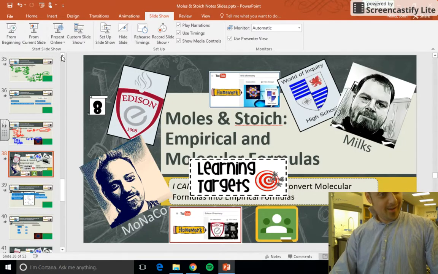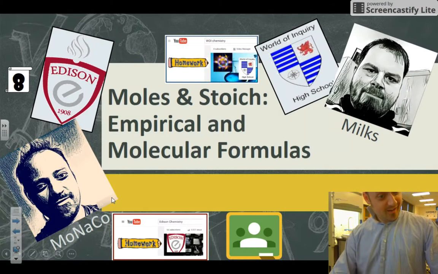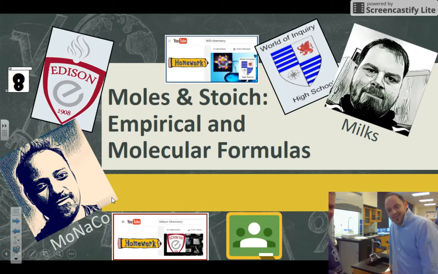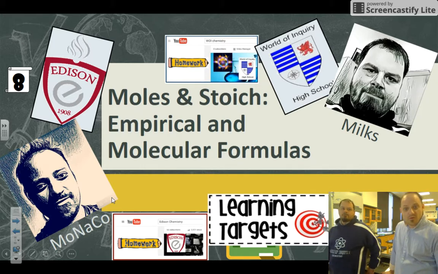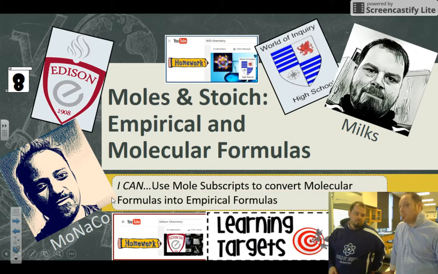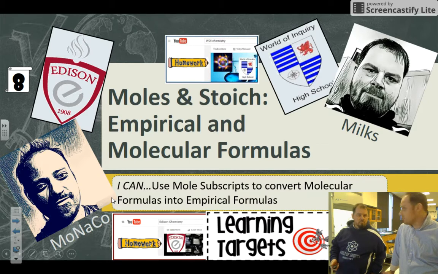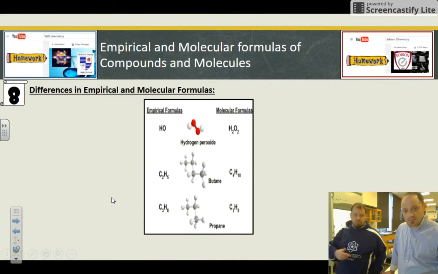Hi, hello there. We are in lecture number 8 on Moles Stoich HW. We're going to teach you how to convert molecular formulas into empirical formulas, which is really just reducing the subscripts, reducing fractions to their lowest common factor. And if they won't reduce because there's a weird odd number in there like 3, then that is the empirical formula. Don't get confused.